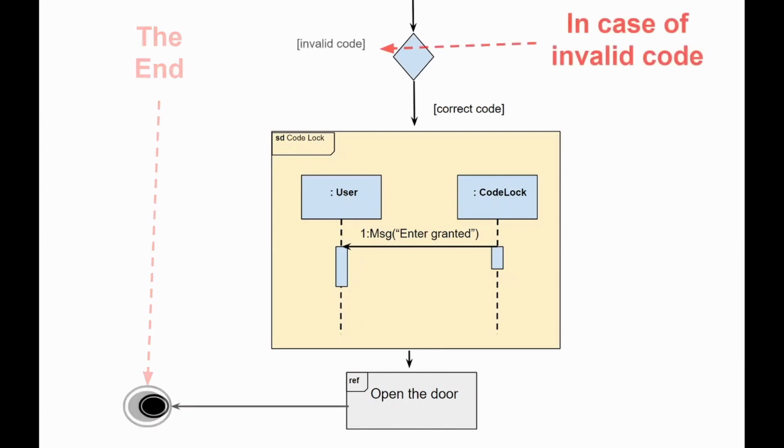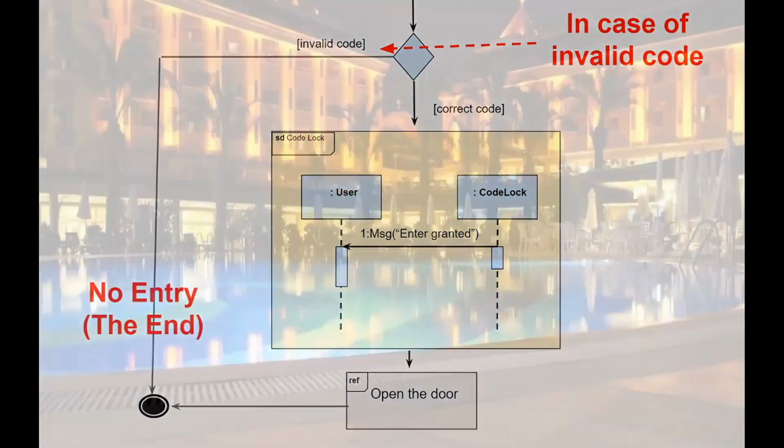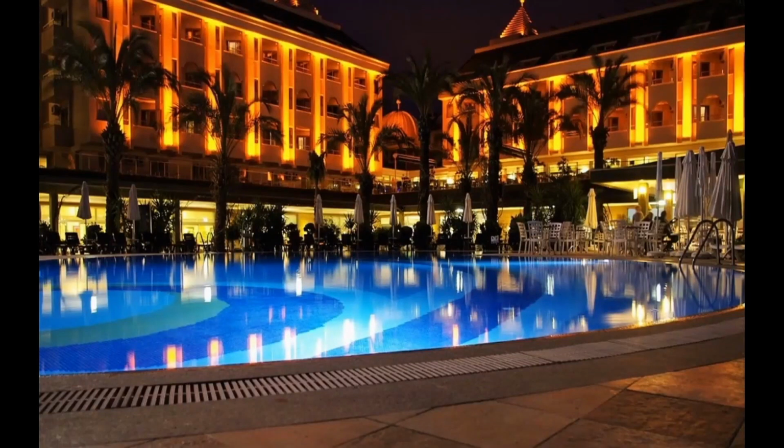But if the code was entered incorrectly, nothing will happen. However, we will also be redirected to the activity final node. And here is a simple hotel room reservation scheme.